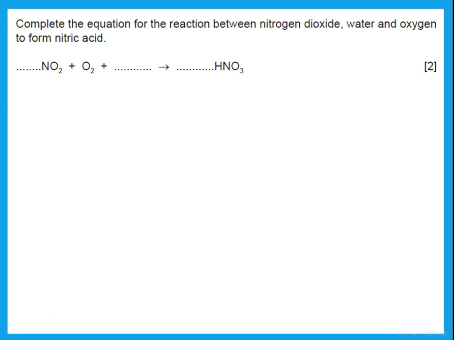Okay, complete the equation for the reaction between. Now he's saying it's a reaction between nitrogen dioxide, water, and oxygen. So he's missing the water somewhere, okay, to form nitric acid, and then now we balance. So let's see. When you balance, you will find that you will need to put 4 here and 4 here and 2 here. Were you able to balance it?